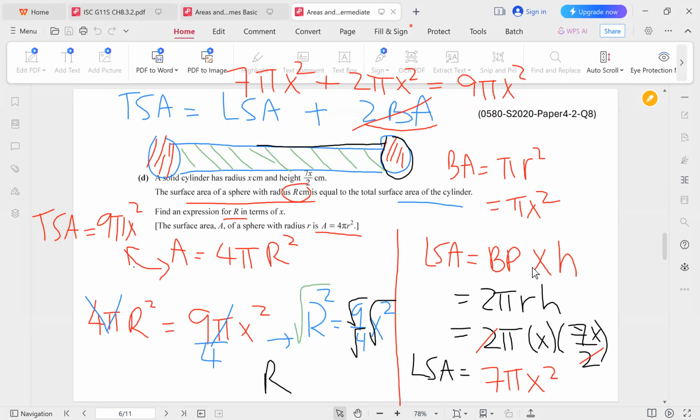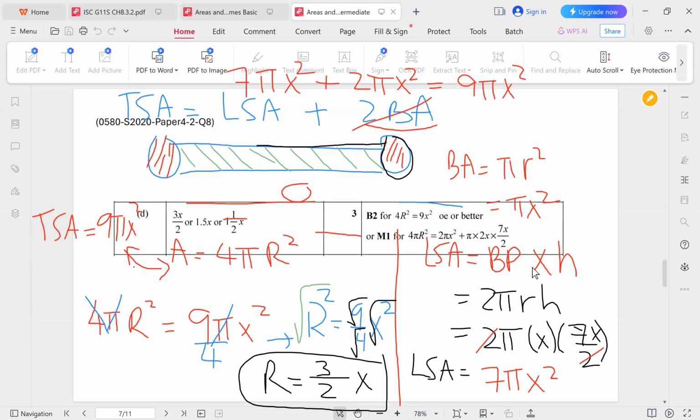So you have square root of 9, which would be 3. You have square root of 4, which would be 2. And you have square root of x squared, which would be x. And this is your final answer. R equals 3 over 2x. And if we check the marking scheme, we will see that 3 over 2x, or 3x over 2, is in fact the correct answer. And we move on.